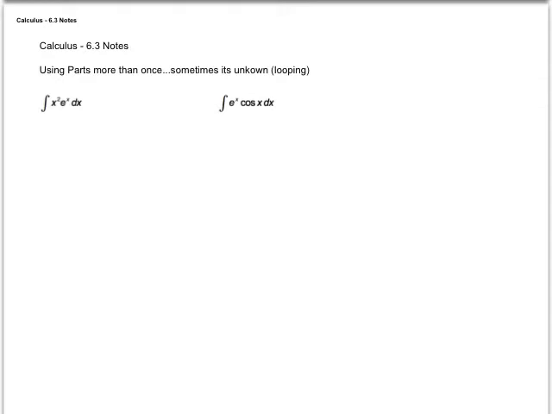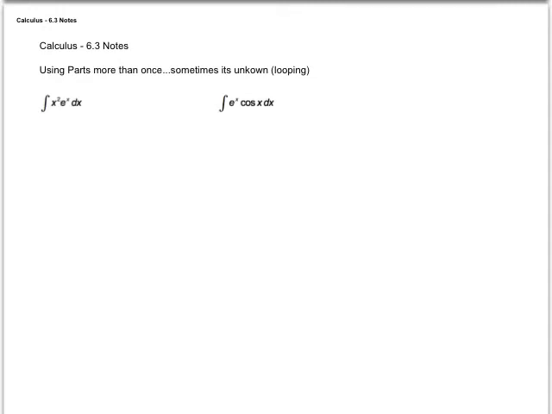Sometimes we're going to have to use parts more than once, and you just have to hang in there and not give up. And so the question on the left, we're going to use parts more than once. The question on the right, it's kind of looping. It's called an unknown integral, and it's really interesting. So we'll start over here on the left, and what I'm looking for is something that I can take the derivative of really nicely.